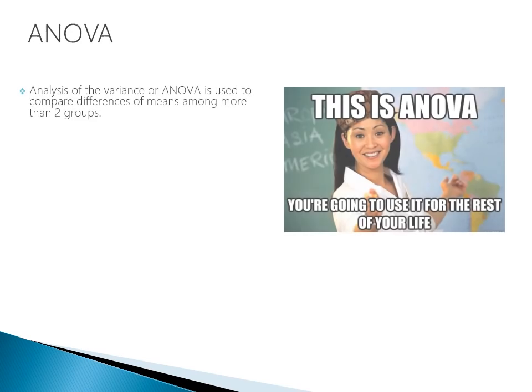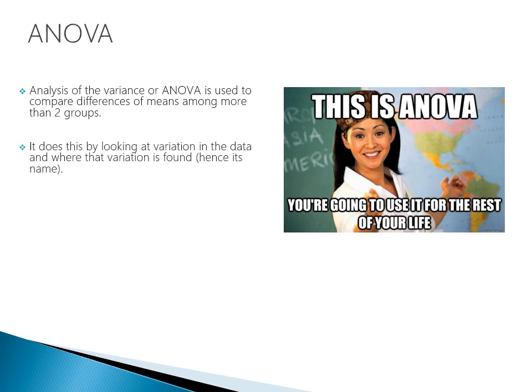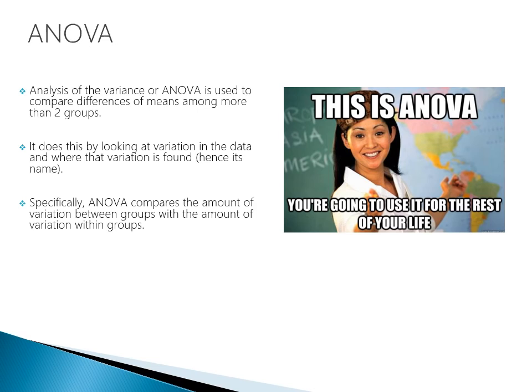We spent a very large portion of the presentation talking about linear regression concepts. I now want to shift gears and talk about ANOVA. Analysis of variance, or ANOVA, is used to compare differences of means among two or more groups. It does this by looking at variation in the data and where that variation is found, hence its name. Specifically, ANOVA compares the amount of variation between groups with the amount of variation within groups. It can be used for both observational and experimental studies.